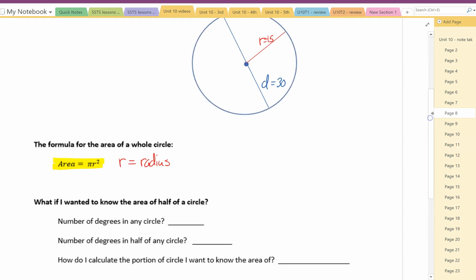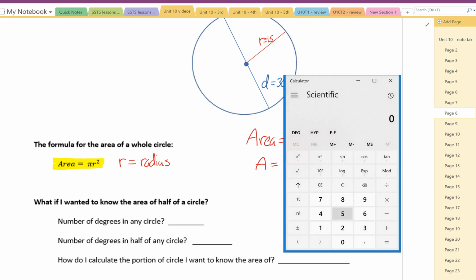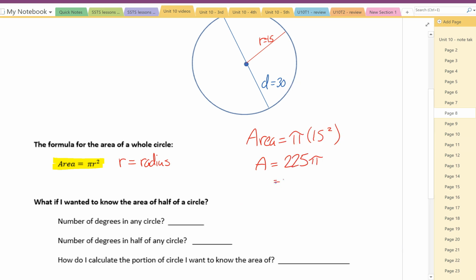So if I go back up here, I know the radius of this circle is 15, and I want to apply this formula to figure out the area. I would say area is equal to pi times 15 squared. 15 squared is 225. So the area of this circle, I could either say it's 225 pi, or I could actually go through and multiply that out. If I had 225 times pi, the area of the circle would be 706.86 square units, whatever units I was using.